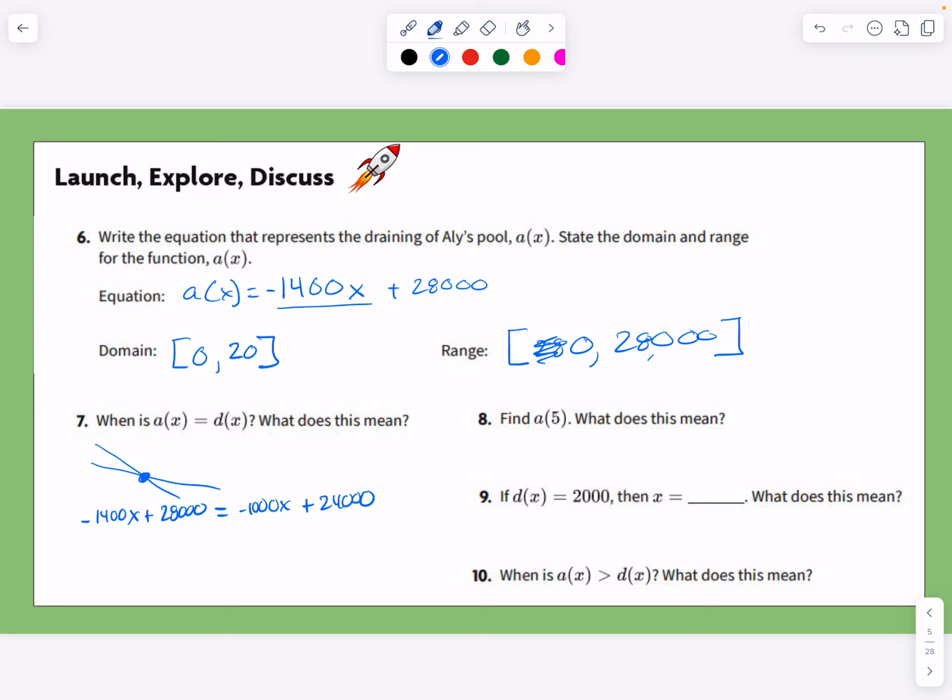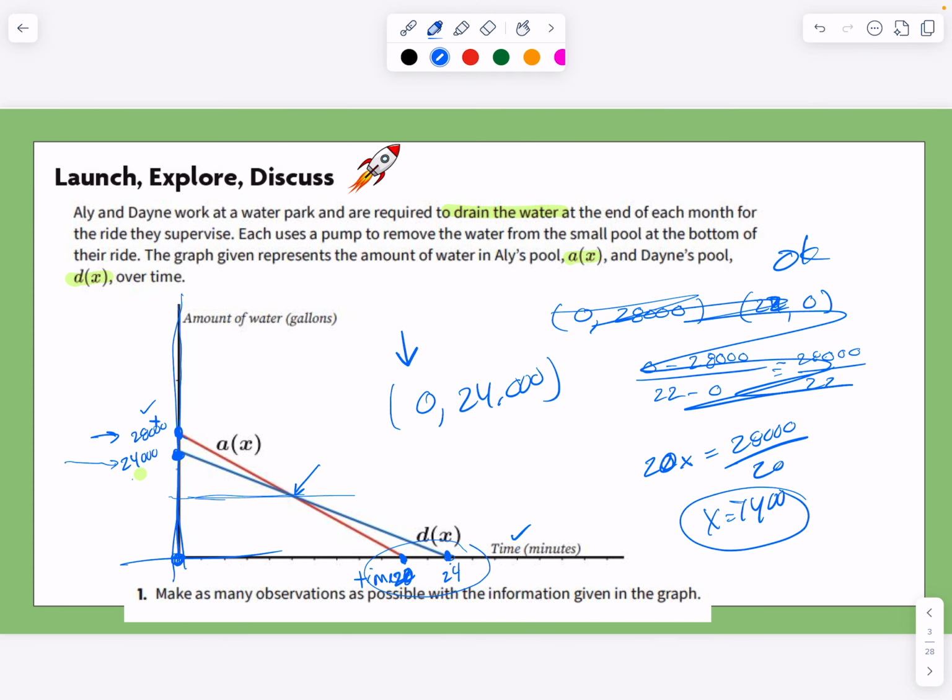And then from there, we could put those things together. I could add 1400x over here, add 1400x over here. And so now I have 400x on this side. I could subtract 24,000, subtract 24,000, and now I have 4,000. And then I can divide both sides by 400. So I'm left with 40 over 4, or 10 over 1, or simply 10 equals x. So when I look over here, this means that 10 is where the water values were exactly the same.